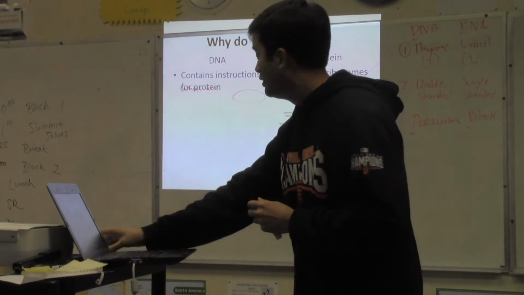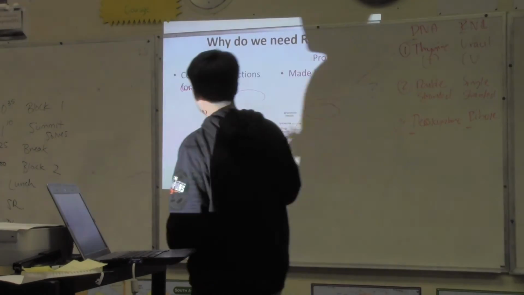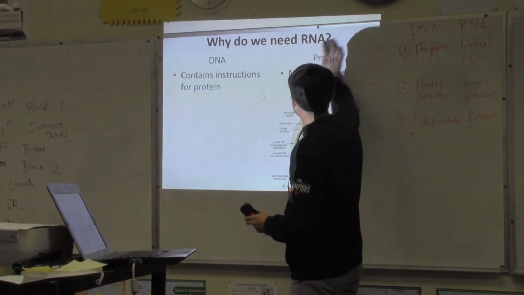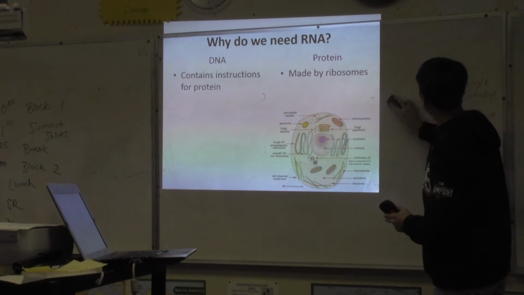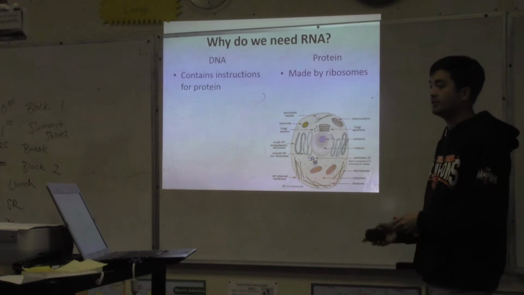All right, so now that we're moving on, it's important to ask the question: we have DNA, and we know that DNA is like the instructions for everything in our body. Why do we even need RNA? Why not just use the DNA to make our proteins and make stuff in our body?